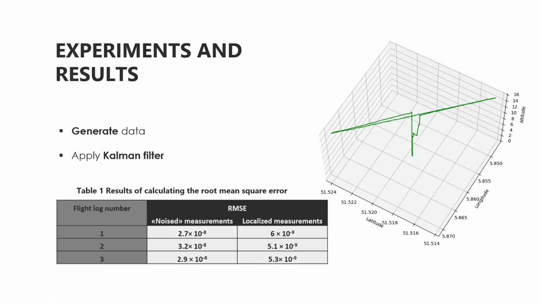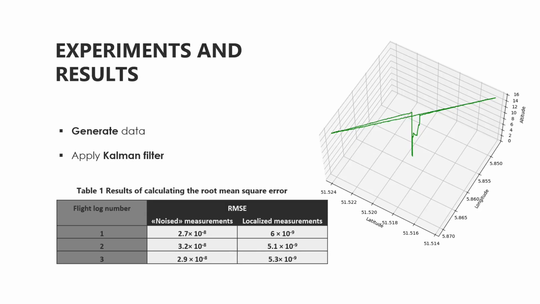Experiments and results. First, let's look at the task of localization. The localization task includes two stages. The first is data generation. We generate a dataset that would simulate the measurements of the locator. We took the file of drone flight logs. The flight logs contain time-sampled geographic coordinates of the drone throughout the entire flight trajectory. Then noise was added to this data to simulate the radar measurement error.